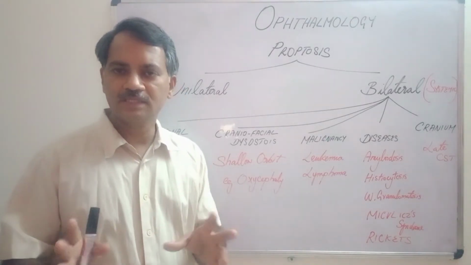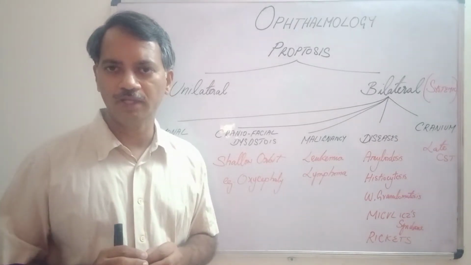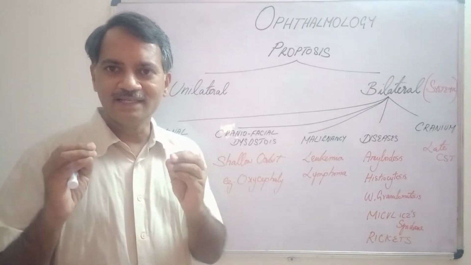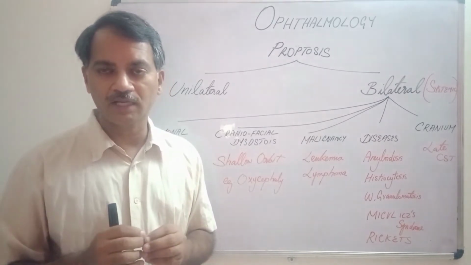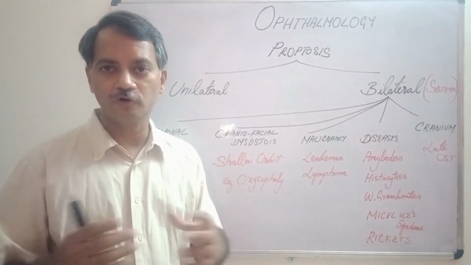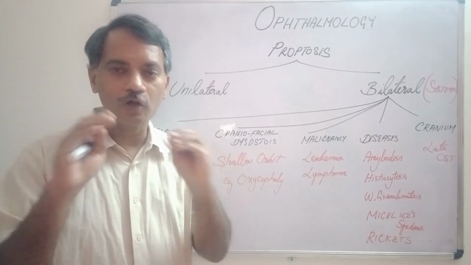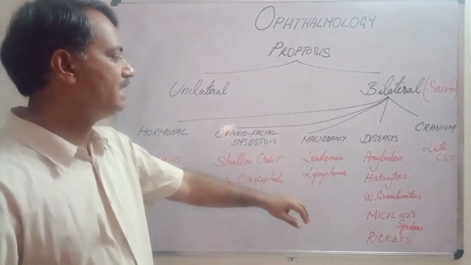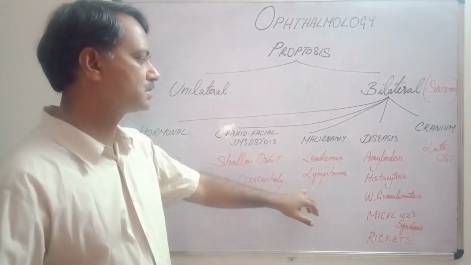A person having leukemia or lymphoma in his body: this leukemia, lymphoma or lymphosarcoma can infiltrate various parts of our body. It can infiltrate the orbits also. So, these people can also have bilateral proptosis.